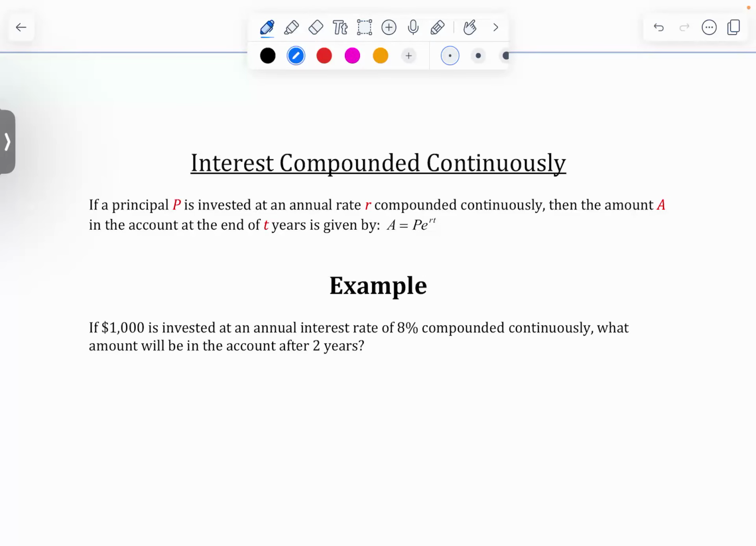So, same basic concepts. P is principal, A is future value, R is annual interest rate, T is time in years. The new value here is this symbol E. All right, in your calculator, you can see it.